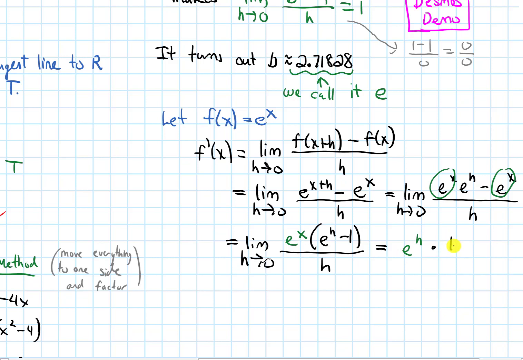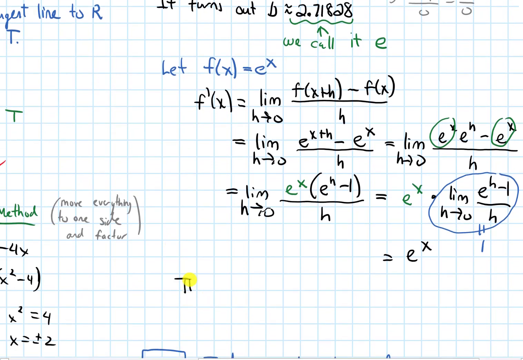And I get e to the h times the limit as h goes to 0 of e to the h minus 1 over h. And this is the limit that we know from the definition of e. This limit is going to be equal to 1. Whoops, I wrote e to the h here. This should be e to the x, though. This is e to the x. Okay, so what we end up with is e to the x times 1, which is just e to the x. So thus, what we've just shown is that the derivative of e to the x equals e to the x.